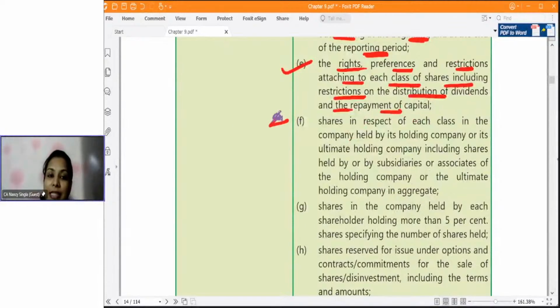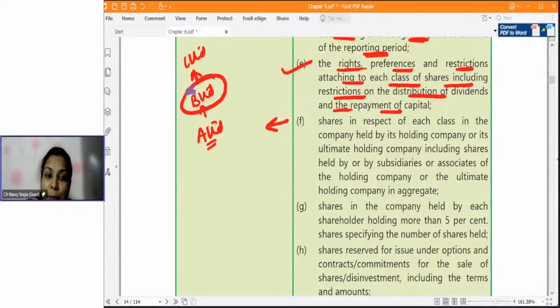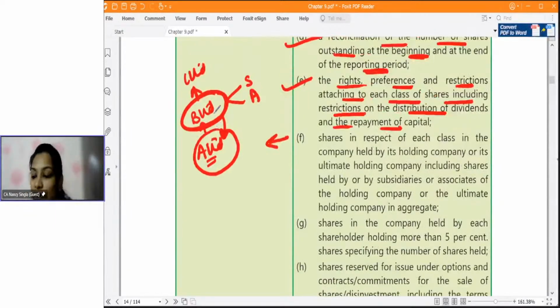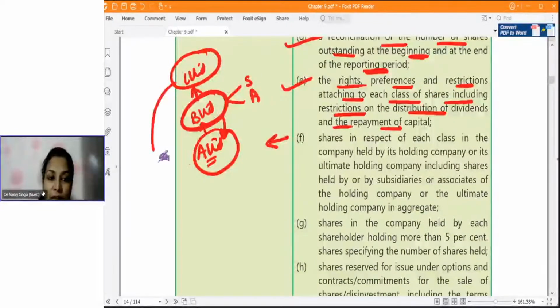Now this point says that A Limited is the company. ठीक है? A लिमिटेड का होल्डिंग कौन है? B लिमिटेड. एंड B लिमिटेड का होल्डिंग कौन है? C लिमिटेड. So this F point says that if the number of shares that B limited is holding in A limited, that needs to be mentioned. Further, if the subsidiary or associate of B limited is holding any shares in A limited, then that is to be mentioned. Simple. Further, it also says that if the ultimate holding, which is C limited in our case, is holding any shares in A limited, then that is to be given.